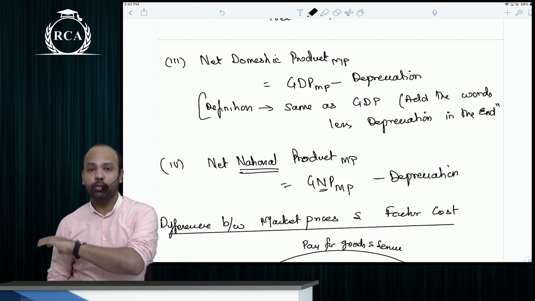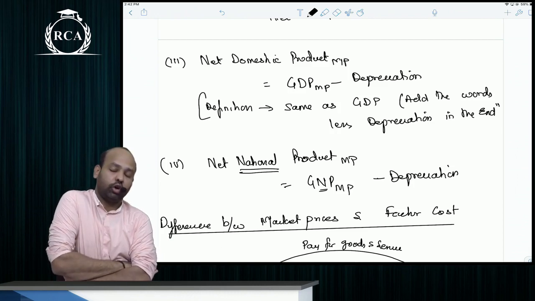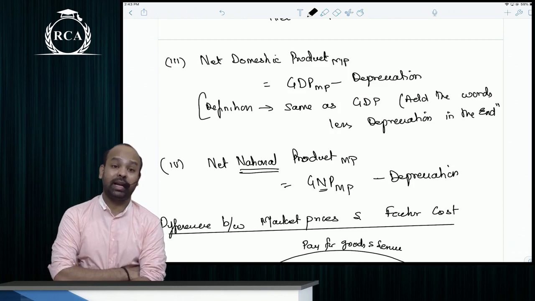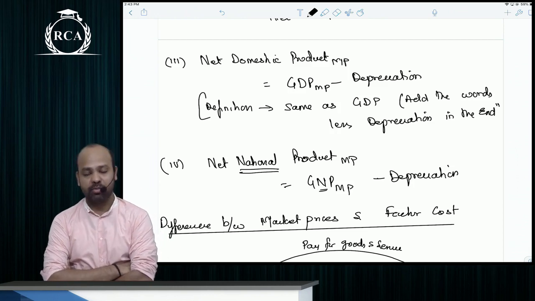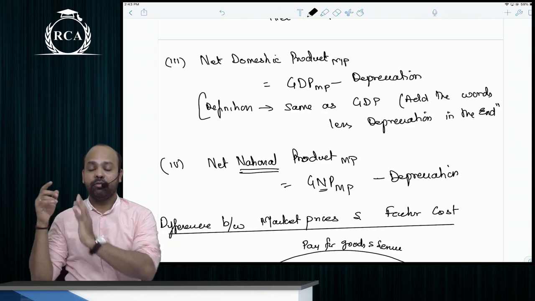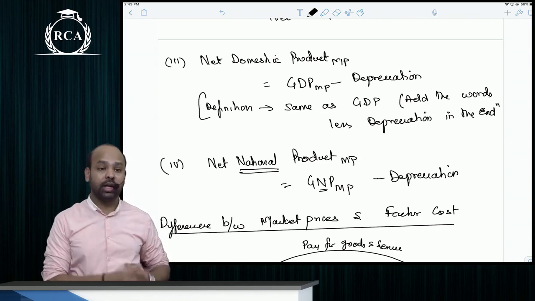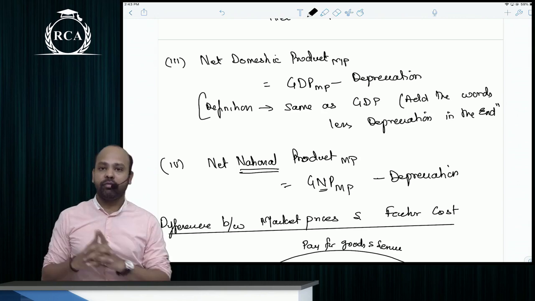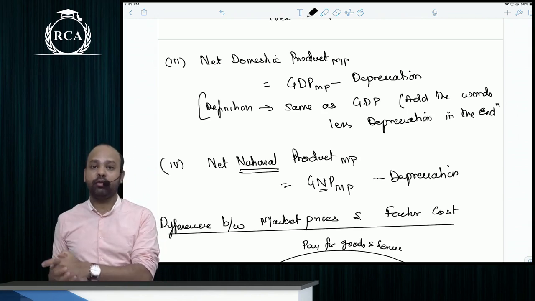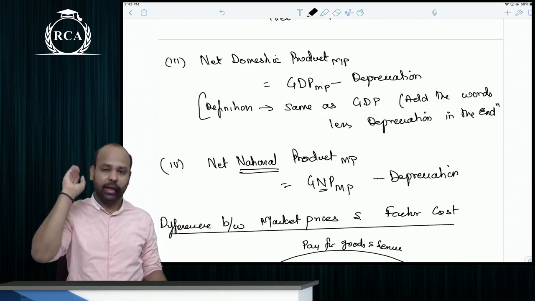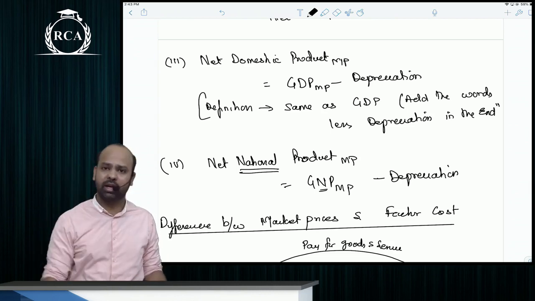If you want to compute net domestic product using gross domestic product, you will have to deduct depreciation. If you have to compute net national product using gross national product, deduct depreciation. From gross, if you deduct depreciation, you arrive at net. From domestic product, if you add net factor income from abroad, you arrive at national product. Remember these fundamental rules, do not mug up formulas.